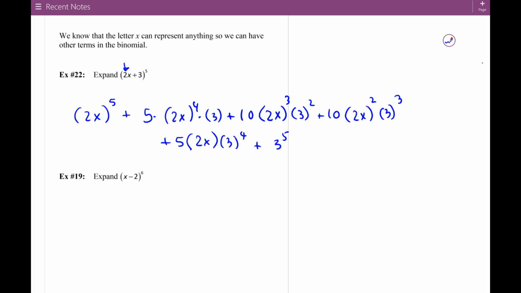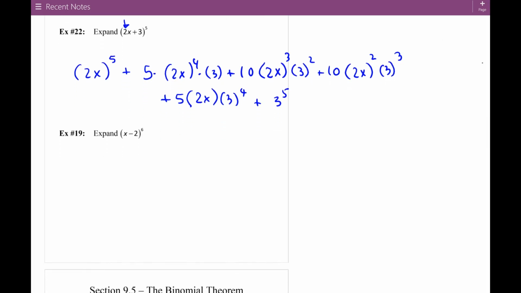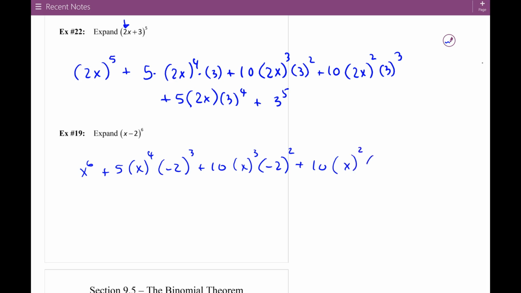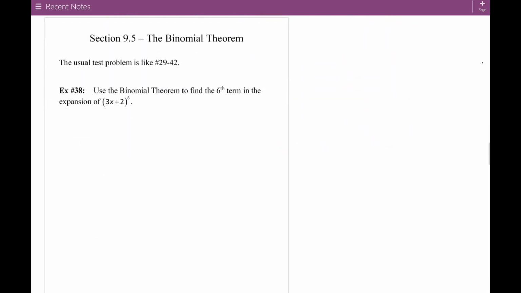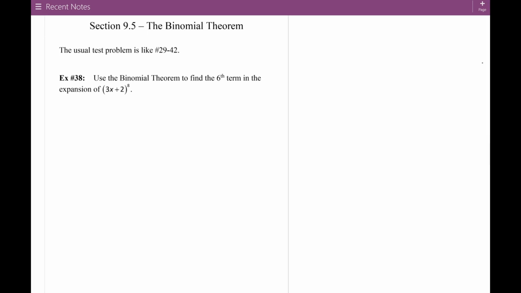Pretty cool, huh? So the other example here I have is with a negative number. And again, you just include the negative number in the parentheses then. So you have x to the 5th plus 5 times x to the 4th times negative 2, plus 10 times x cubed times negative 2 squared, plus 10 times x squared times negative 2 cubed, plus 5 times x times negative 2 to the 4th, plus negative 2 to the 5th power, and then you would simplify all those terms. So the usual test problem would be like numbers 29 to 32. So let's do this one in class so that we can practice together.